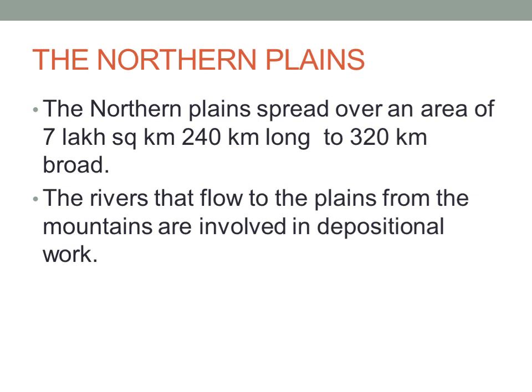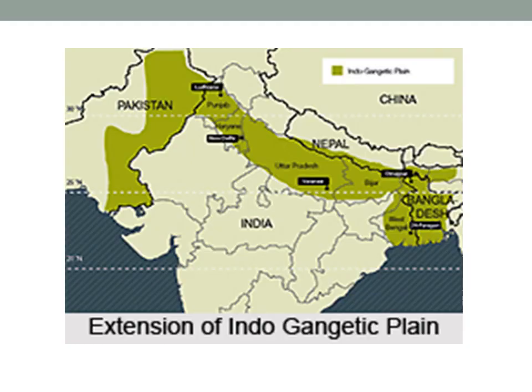So whatever plants grow in it are more prosperous. The area is very prosperous, so it is crowded also. The population is highly crowded over there because of the fertility of the soil. This map clearly shows you the extension of the Indo-Gangetic Plain. This area is very fertile because of the five rivers flowing.